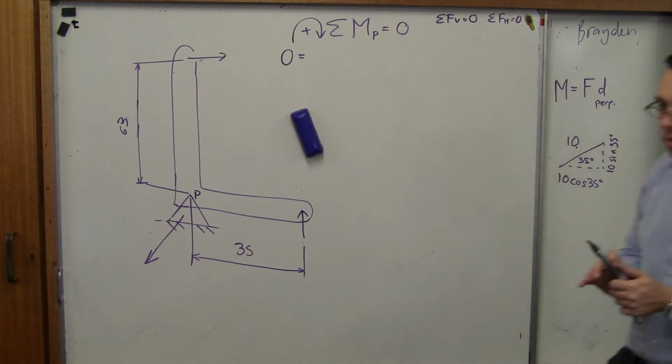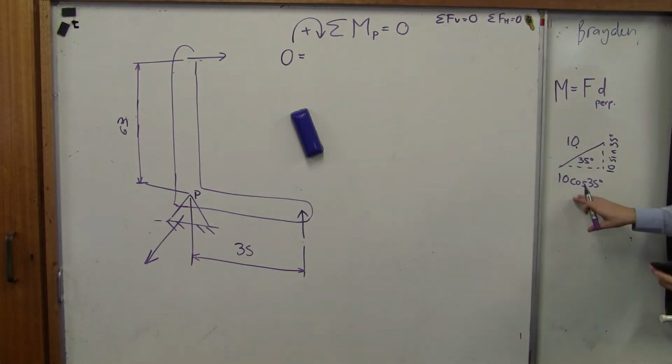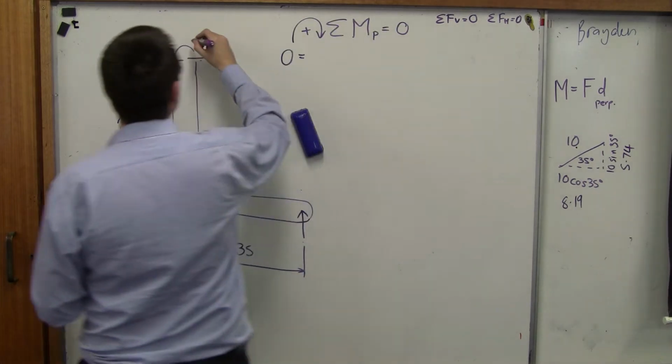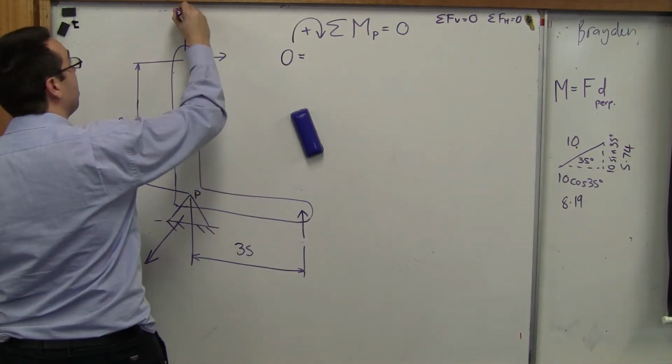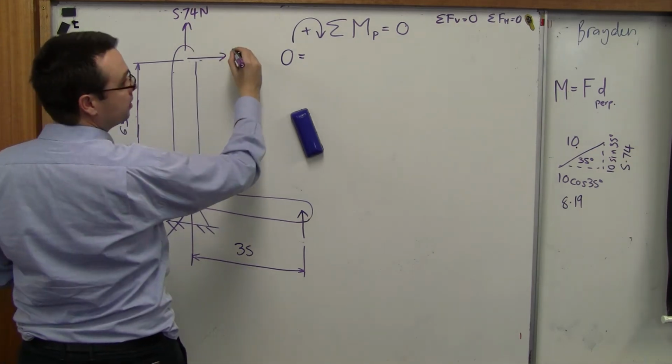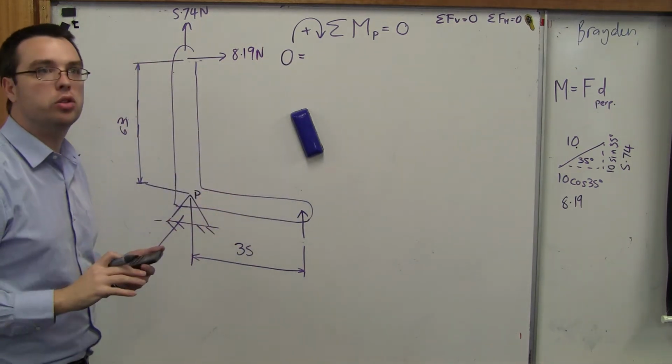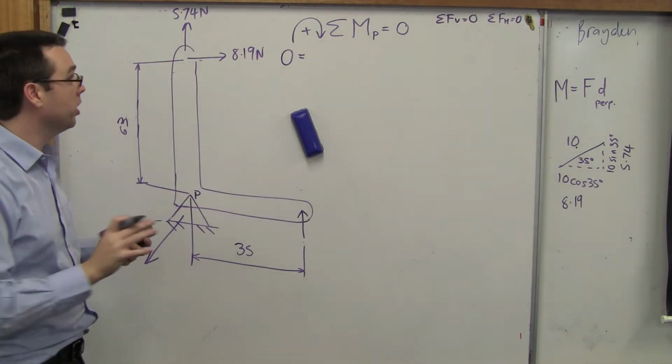Can anyone tell me what those values are? I can take rough guesses. This will be about 8.19, and this one here, 5.74. Okay, so we're going to convert those into these forces here: 5.74 newtons and 8.19 newtons. Does anyone have a problem with breaking those forces up into its components? No, we're good. We've understood that.